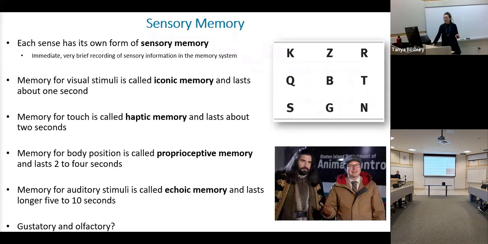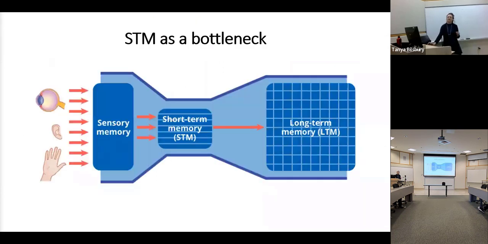Theoretically, all senses have their own form of sensory memory, but I'm not aware of any research on gustatory or olfactory sensory memory. Theoretically, it'd be out there. Short-term memory lasts longer, maybe up to 20-ish seconds. It acts like a bottleneck on all that information that's coming into your sensory memory. Most of the information that comes into your sensory memory is lost. What you're consciously aware of will make it into your short-term memory.